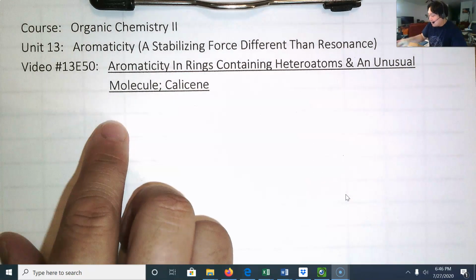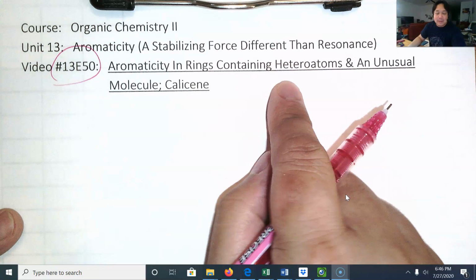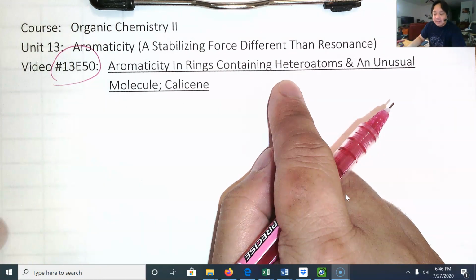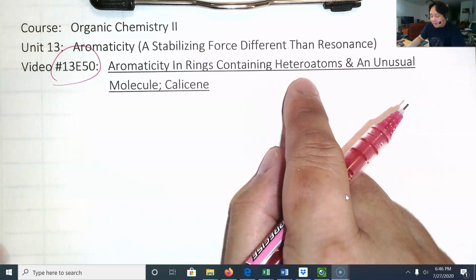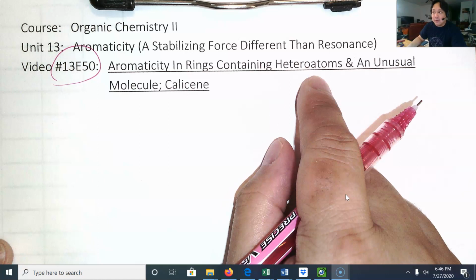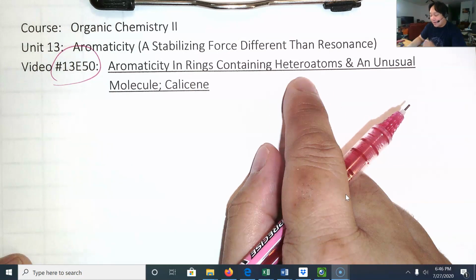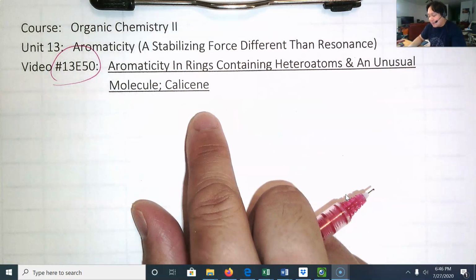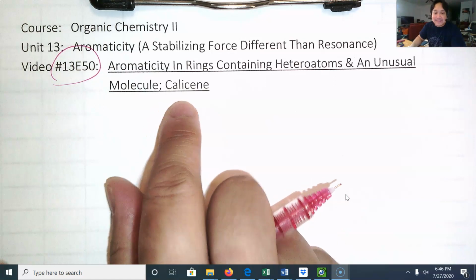In this video, we're going to focus on molecules that have what's called a heteroatom. That's an atom that's neither carbon nor hydrogen. So if we have a sulfur, a nitrogen, an oxygen on the ring, that's called a hetero ring or a heterocyclic, right? Because it has a heteroatom. And then towards the end, I'll show you one pretty neat example of aromaticity in a molecule called calicine.